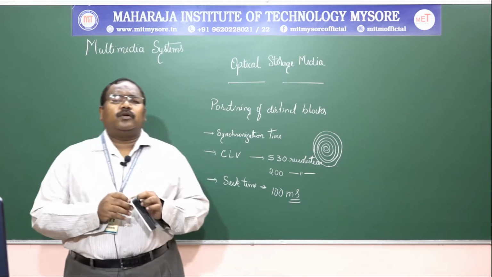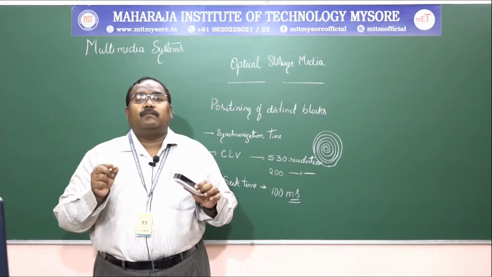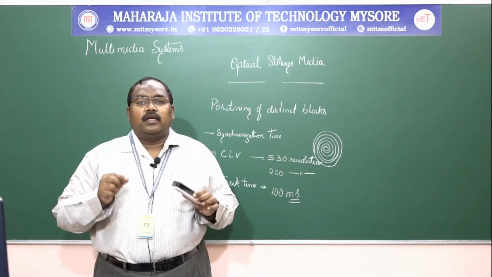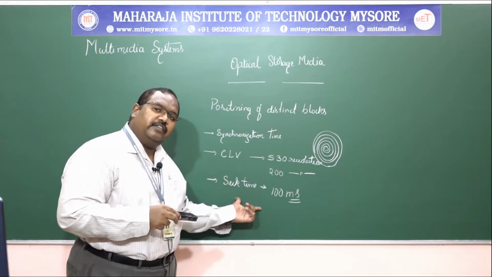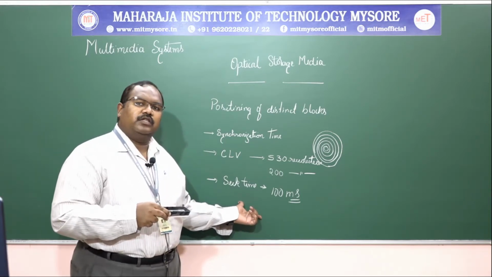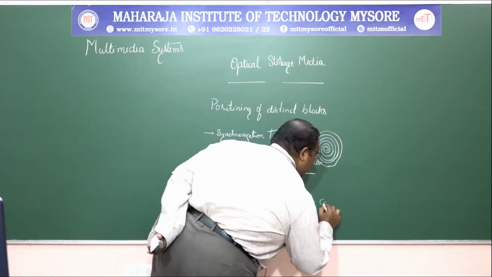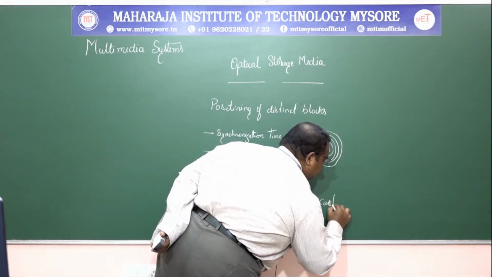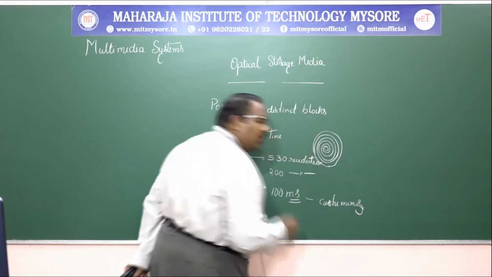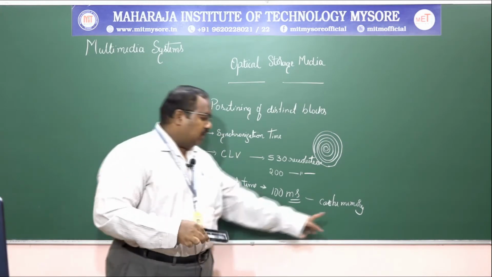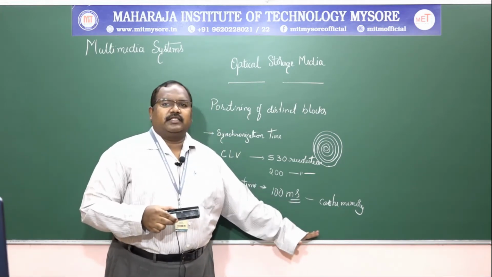Again, when we talk about the current positioning time in a CD-ROM, the desired position can also be achieved. Now this seek time, the 100 milliseconds, is also overcome with the latest technology using cache memory. Though this was a limitation, it has been overcome now with the latest technology.